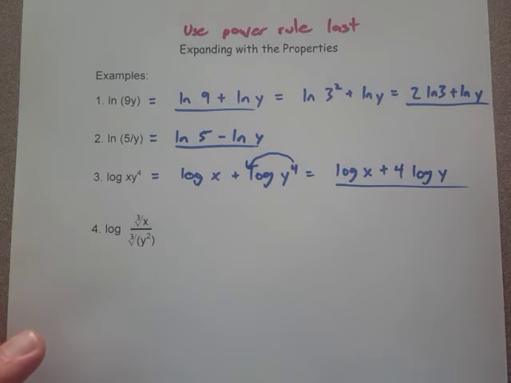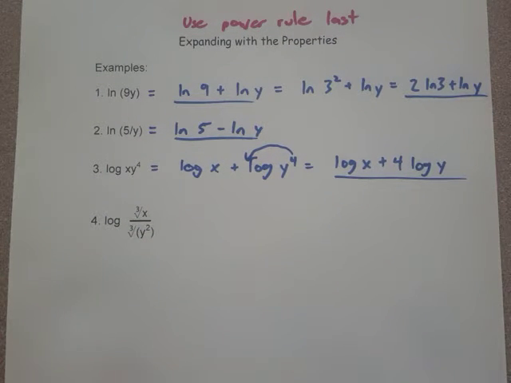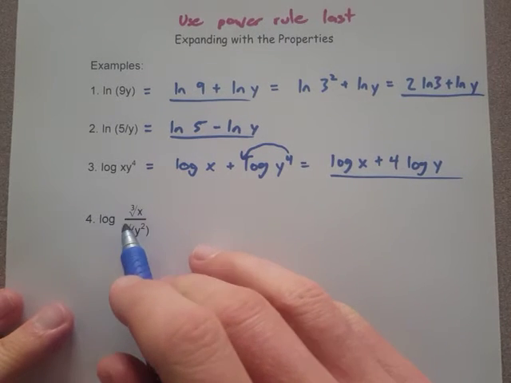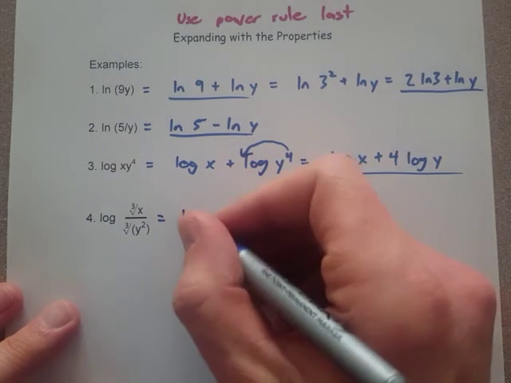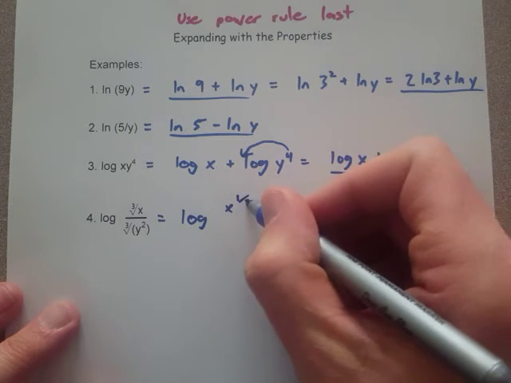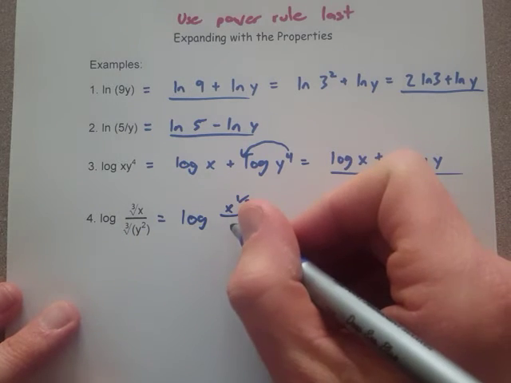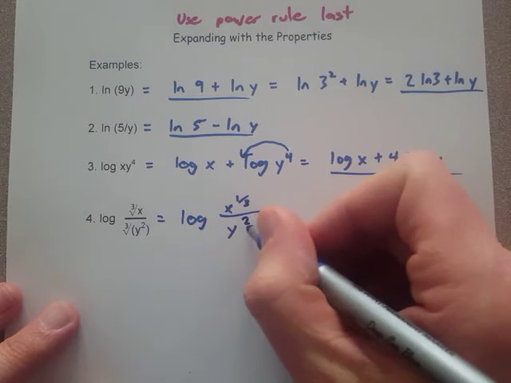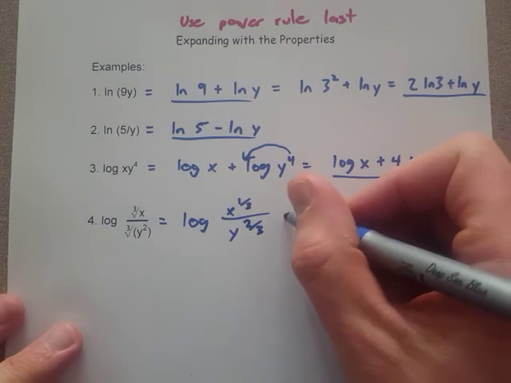Number 4, as you can see, has some weird stuff in it. This is going to be the most complicated one of the batch here. But I want you just to remember that with roots, we can change roots into exponents, and so I'm going to do that first here. I'm going to make this x to the 1/3, and then on the bottom we do 2/3. So y to the 2/3 exponent in that case.